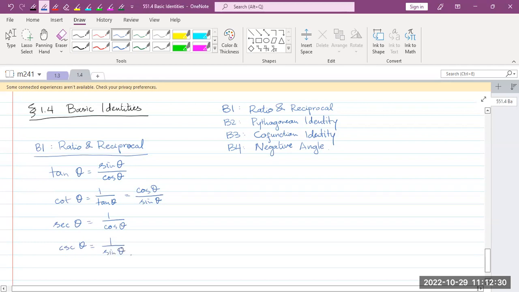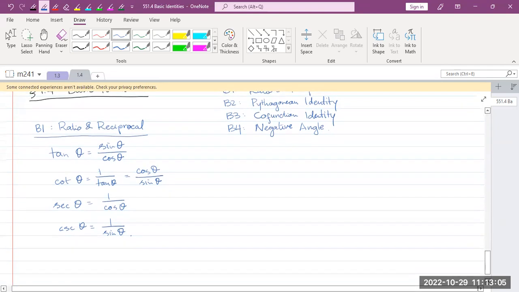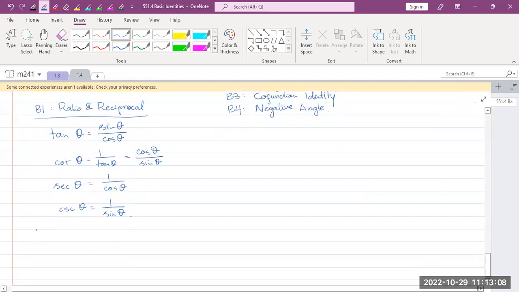Please remember this relationship between sine, cosine, tangent, secant, cosecant, cotangent. Once we know sine and cosine, you know tangent, for example. Of these 6 trig functions, once you know 2 of them, you know all of them. It's like buy 2, get 6 free. But we start from here. This is where we start. Next, the second group, Pythagorean identity.